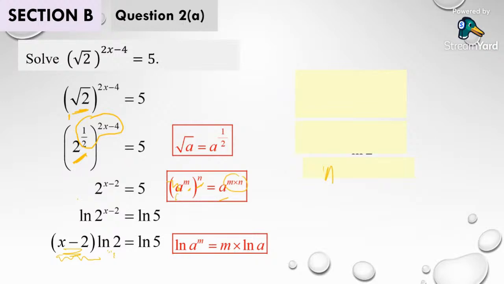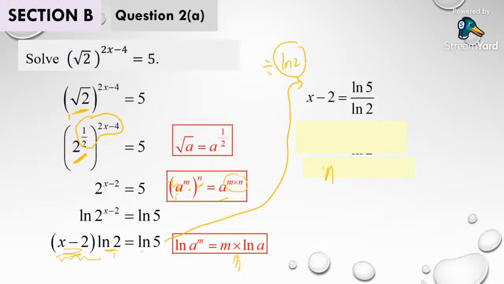Then next what I do is that I want to divide both sides with log 2. So from here to the next line, I divide both sides with log 2. Then I plus 2 on both sides. Press calculator for answer. So I suppose I have 4.322 if I correct to 3 decimal places.